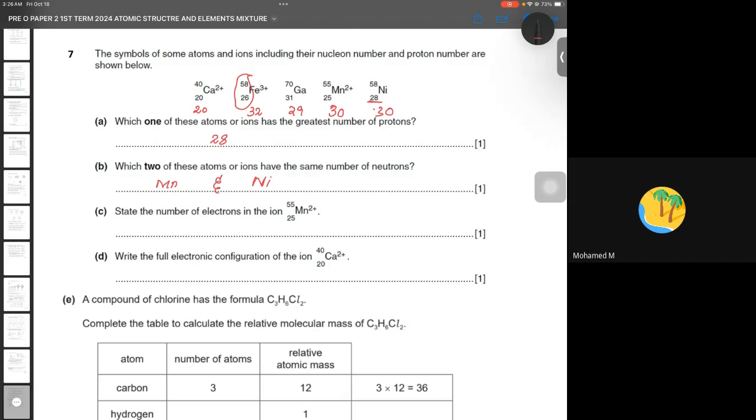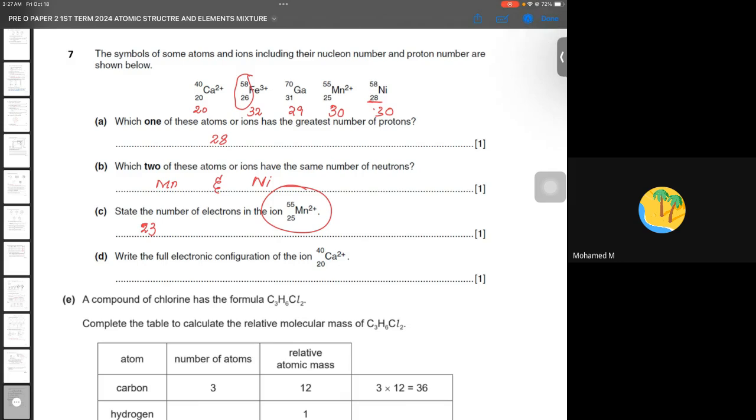State the number of electrons in the ion. This is the iron ion. How many electrons does it have? The atomic number is 25, and 25 minus 2 would be 23.